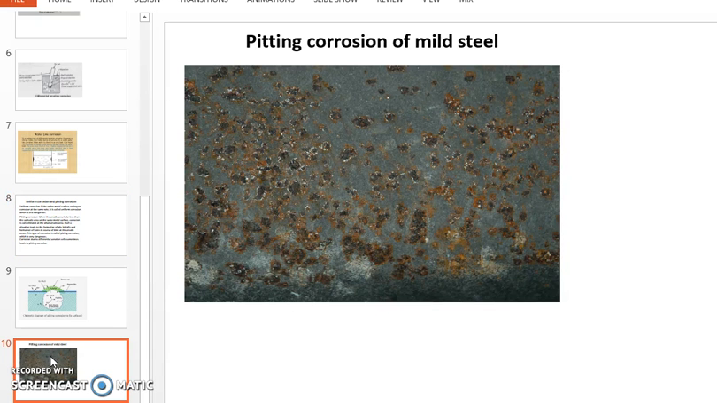Corrosion due to differential aeration cells sometimes leads to pitting corrosion. You can see here the photograph of a mild steel material which has undergone pitting corrosion, possibly because of corrosion due to differential aeration cells. Today, we have tried to understand the meaning of differential aeration cells, how it is formed, uniform corrosion and pitting corrosion, the anodic and cathodic reactions. Thank you very much.